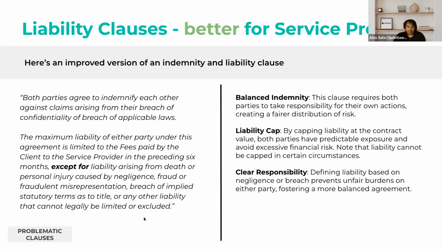Now there's this section at the end which says, except for liability arising from death or personal injury caused by negligent fraud or fraudulent misrepresentation, breach of implied statutory terms as to title or any other liability that cannot be legally limited or excluded. That bit of legal jargon is a requirement of English law that says, okay, we will allow in private contracts people to limit their liability and say, I will only let you sue me for this. We're going to respect that unless it's in one of these cases, it's caused someone's death or fraud has happened, etc. So again, it's a similar concept to this stuff.